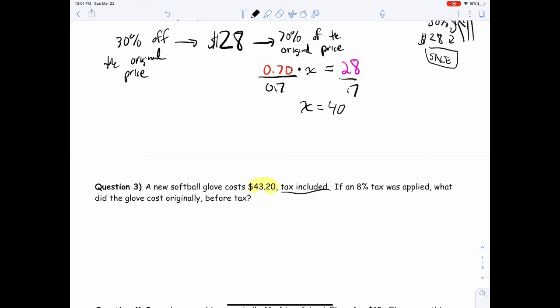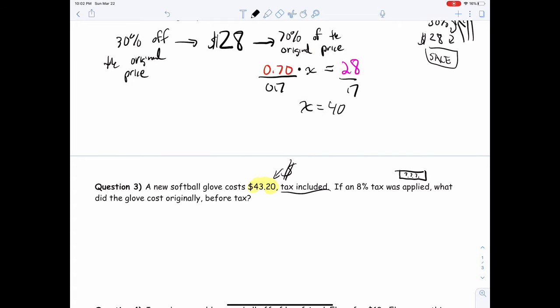Okay, when you go to the register, you're paying for that amount. Cha-ching, you're paying for that amount, and that's with the tax. But when you went to the aisle, what was that price that was on the glove? Well, let's figure this out.